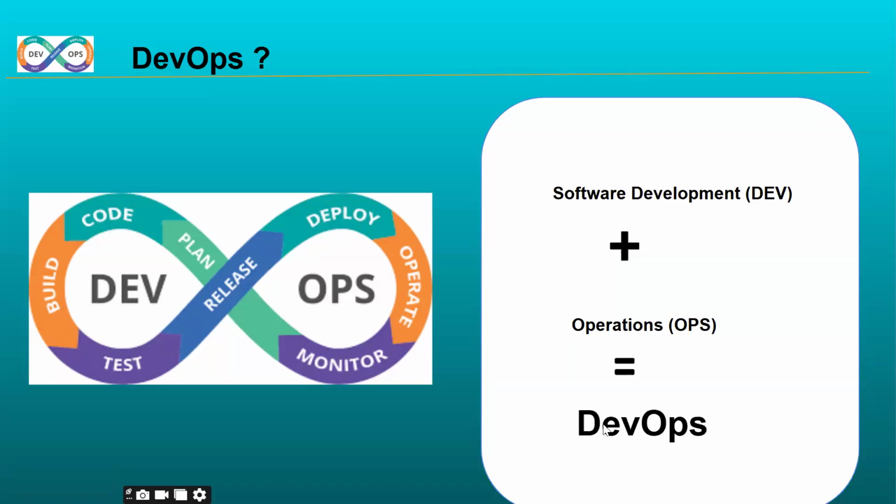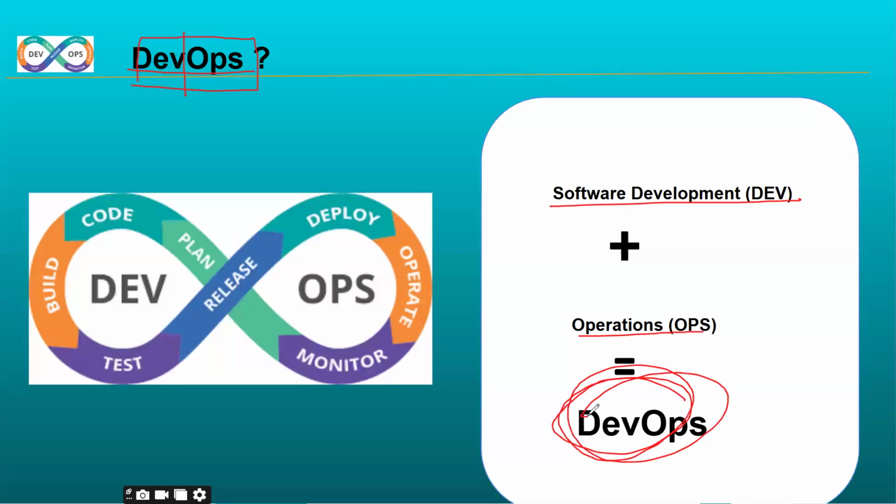So as a DevOps engineer, the combination of software development plus operation, we call as what? DevOps. The combination of software development and operation, we call as what? DevOps, guys, please.